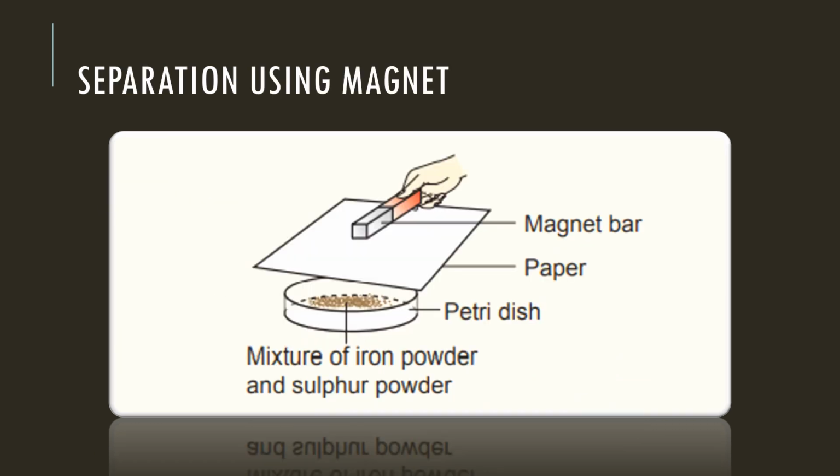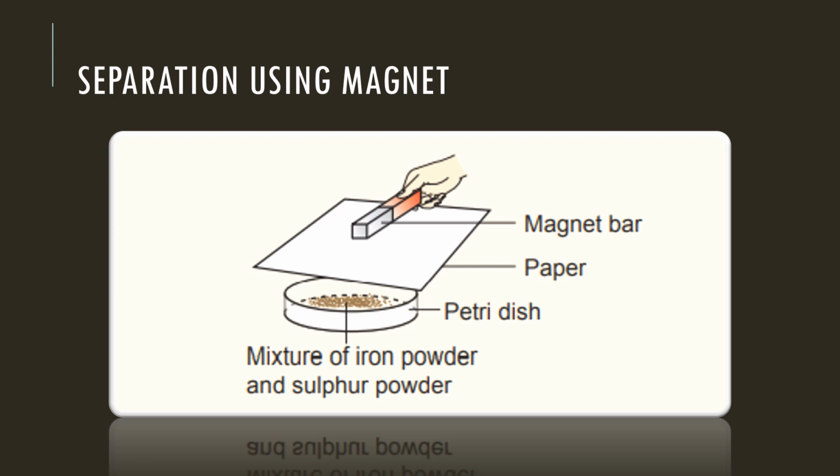Okay, next is separation using a magnet. If you hold a magnet close to a box of iron nails mixed with sand, the iron nails are metal and a magnetic substance, so the iron nails will be attracted to the magnet. But sand is not a magnetic substance, therefore the sand will remain inside the box. So magnetic attraction can be used to separate a mixture of two solids where one of the substances is magnetic, meaning it can be attracted to a magnet, and the other one is not.